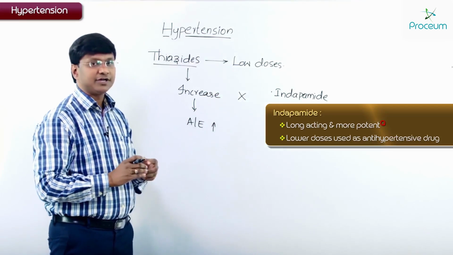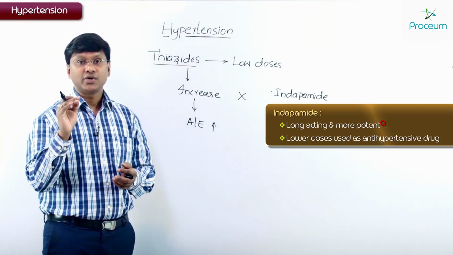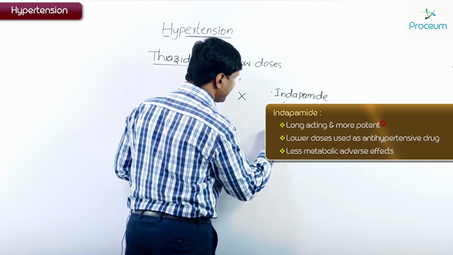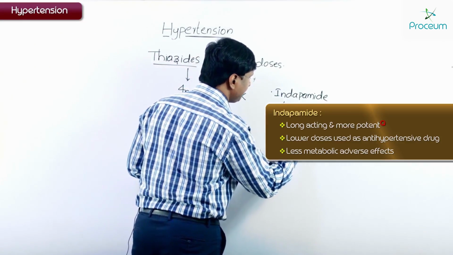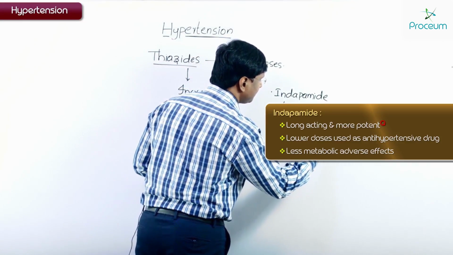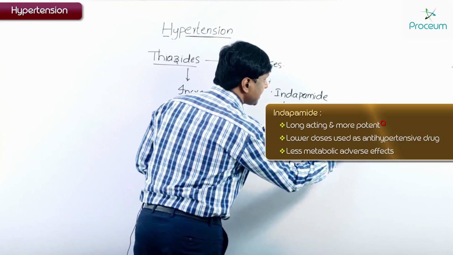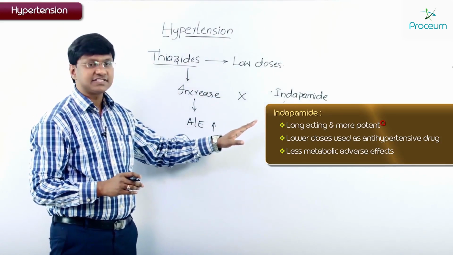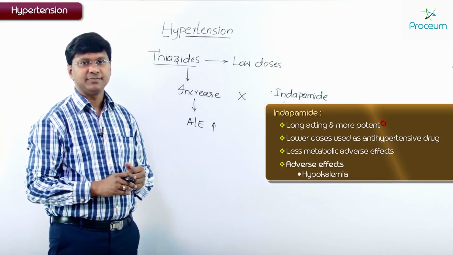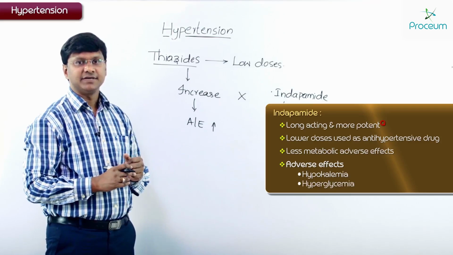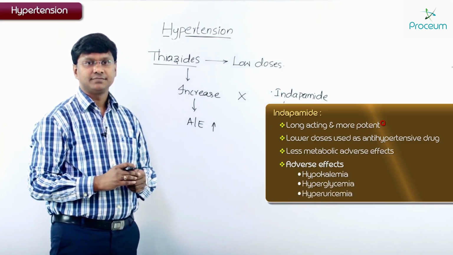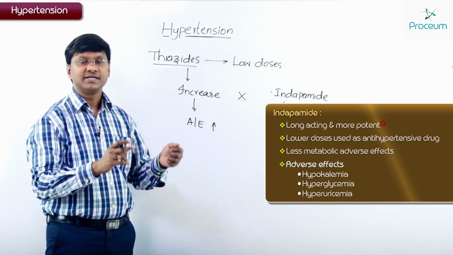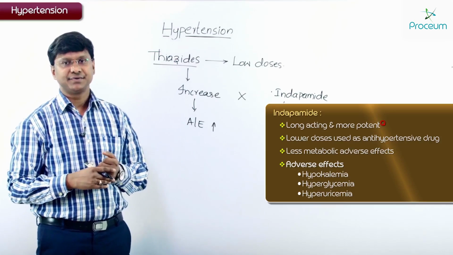Next, the other important point about indapamide is it produces very few metabolic adverse effects compared to other thiazide diuretics. Now, what are those adverse effects? Like hypokalemia, hyperglycemia, hyperuricemia. These metabolic adverse effects caused by indapamide are very few compared to the other thiazide diuretics.